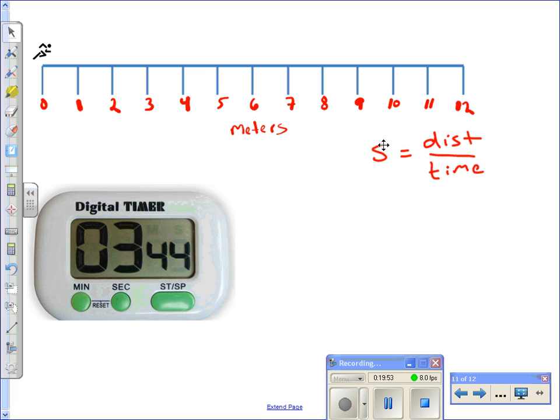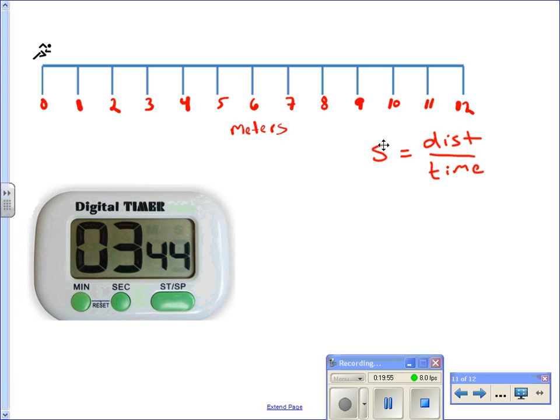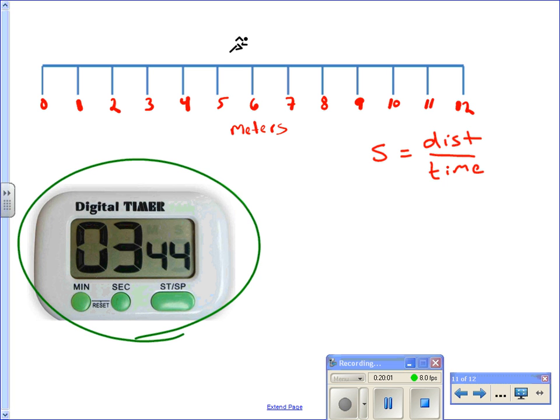He runs, the timer starts, the gun goes off, and he starts running, and he makes it here. And he does that in this amount of time. So I would take those two measurements and I'd say, all right, well, I know he's between 5 and 6 meters, so I could estimate him at 5.5 meters. And the time it took was 3.44 seconds. So I have a figure here with 2 significant figures and a figure here with 3.